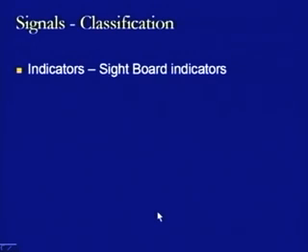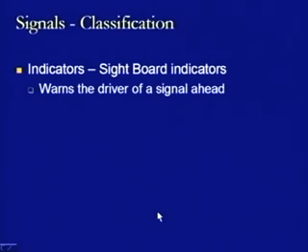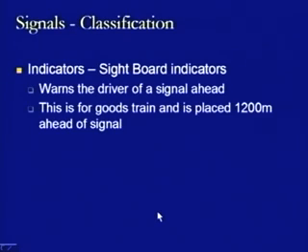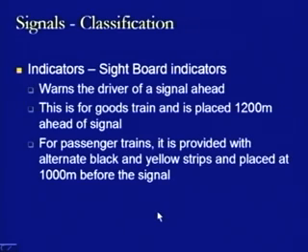Then we have the sideboard indicators which warn the driver of a signal ahead. This one is for goods trains and is placed generally 1200 meters ahead of the signal, and for passenger trains it is provided with alternate black and yellow strips, and they are placed 1000 meters before the signal.